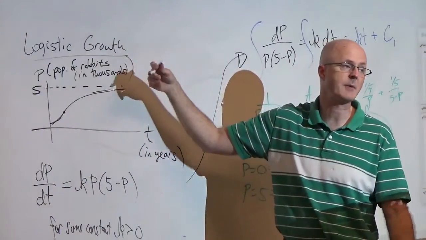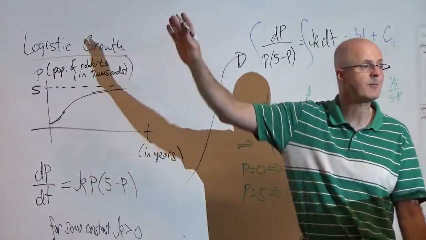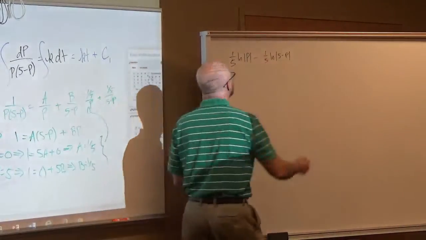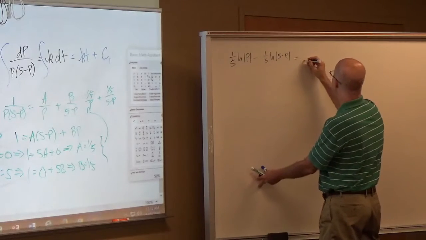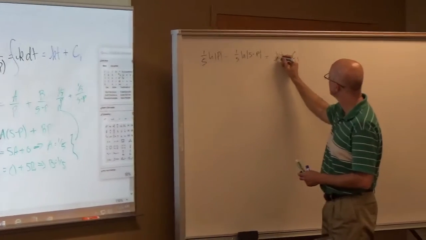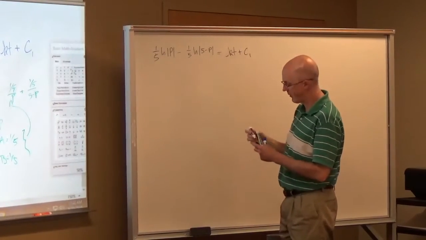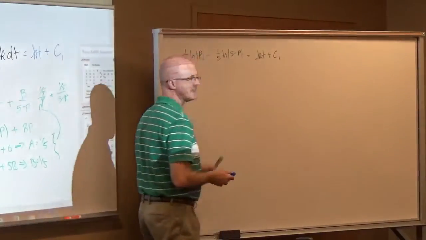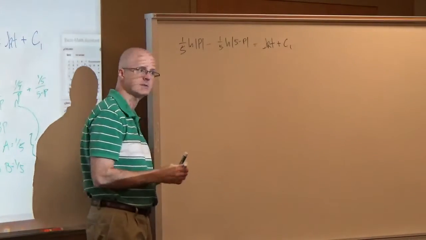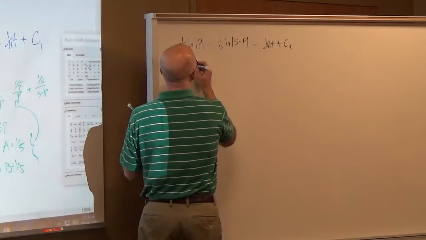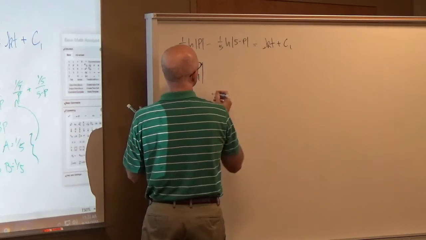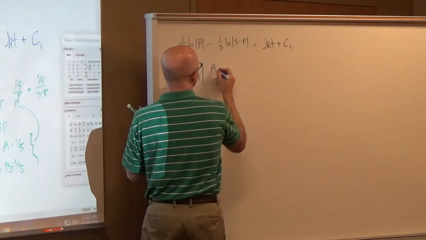Though if p was bigger than 5, if the population started out higher than the carrying capacity, then the rabbits would die off toward 5, and the 5 minus p would be negative, so we might have to deal with that. On the right side, we've got the kt plus c1. Before you exponentiate, it's a good idea to simplify the left side. Using the properties of logarithms, you can bring the 1/5 up into the powers, and you can also use the fact that the difference of two logs is the log of their quotient. You can write it like this.